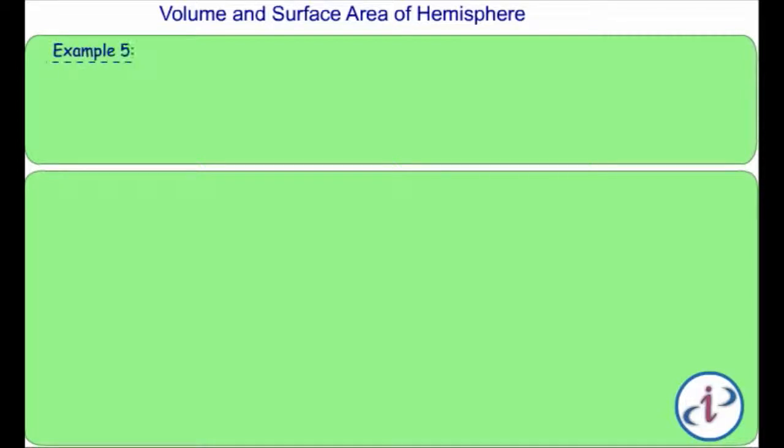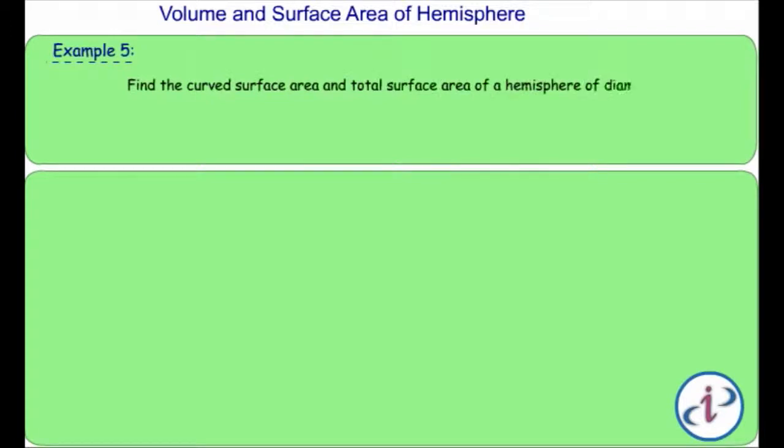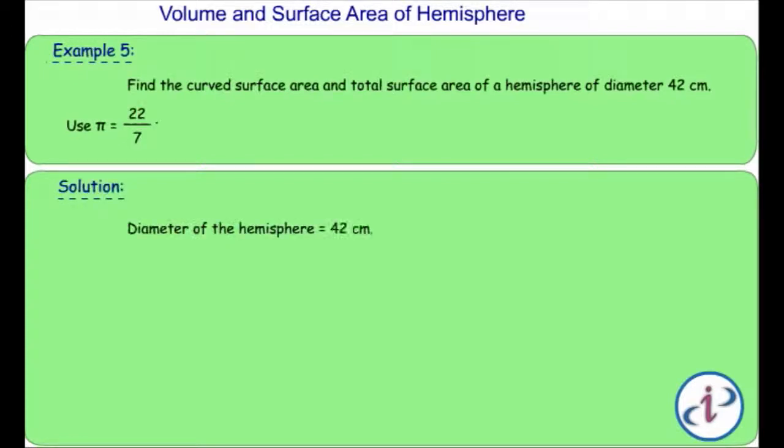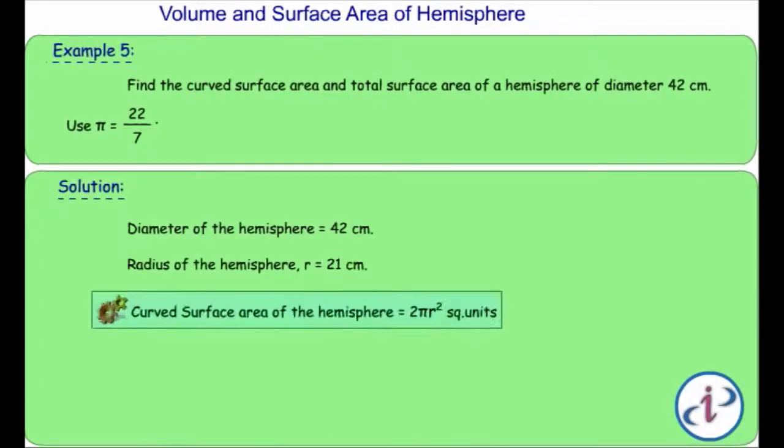Example 5. Find the curved surface area and total surface area of a hemisphere of diameter 42 centimeters. Solution. Here, the diameter is given as 42. From this, we can calculate the radius of the hemisphere as 21 centimeters. We know the curved surface area of the hemisphere is given as 2πr² square units.